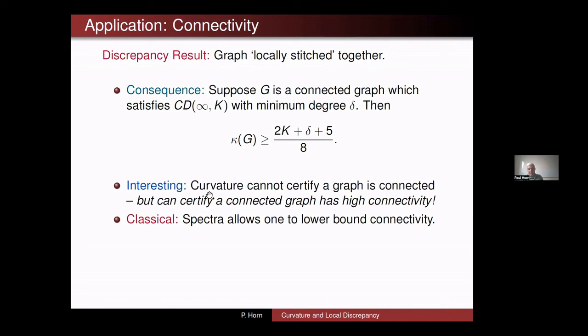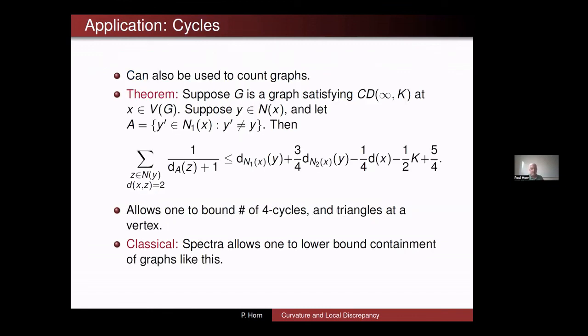Yeah, so as I say, curvature cannot certify that a graph is connected, but it can certify that a connected graph has high connectivity. And of course, this is tied to this very classical bit that spectral is really allowing you to lower bound connectivity.